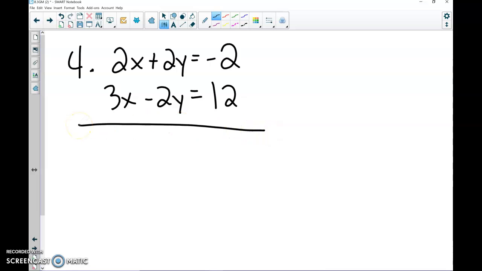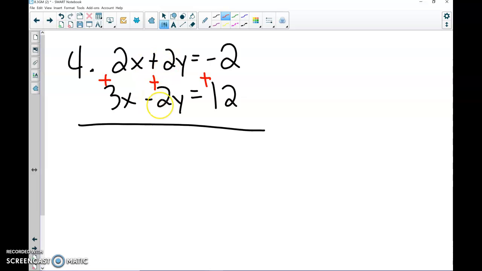All right, same thing. My y's are the same. I have a 2y and a negative 2y there. My x's are not the same. It's a 2x and a 3x. So we are going to add to get them to eliminate. And there's kind of a rule there: if you have different signs, you add. If you have the same sign, you subtract.